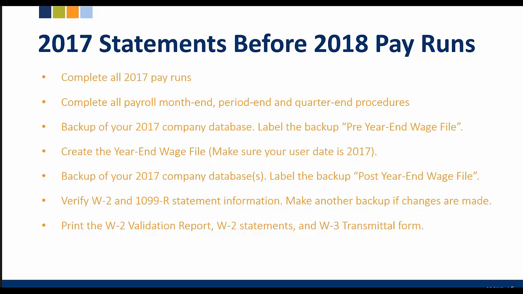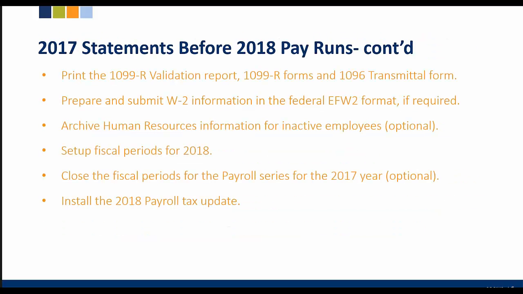Then you're ready to print. You can print your W-2 validation report, your W-2 statements, as well as your W-3 transmittal form. So that's it for that. And then continuing on with that, you'll also print your 1099-R validation report, the 1099-R forms, as well as the 1096 transmittal form. Then you can prepare and submit your W-2 information in the federal EFW2 format if required, so that's submitting it electronically.